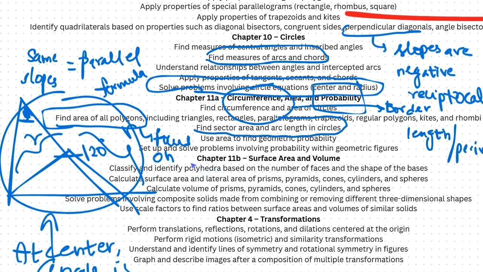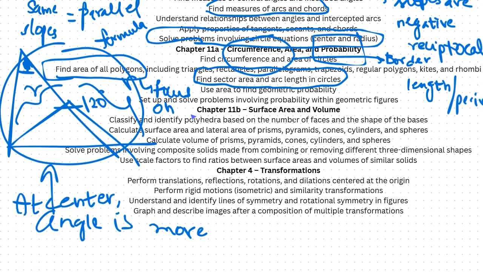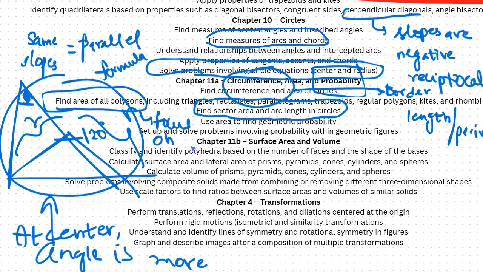Sector area. What is the formula for sector area? Pi r squared. Circle area is pi r squared. Just say what's the formula for sector area.